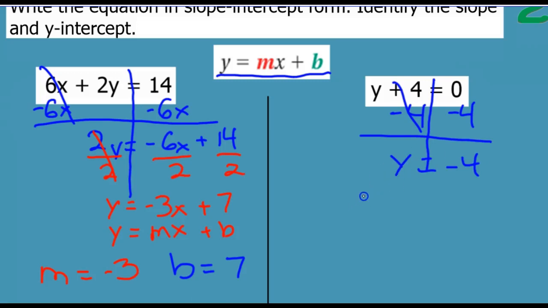Now, if we're looking for our m, we're looking for a number in front of our x, but we don't have an x, so our m here is 0. Our b, though, is negative 4. So this one has a slope of 0. This would be a line that goes straight across horizontally.